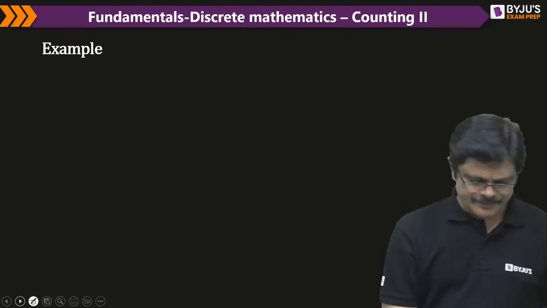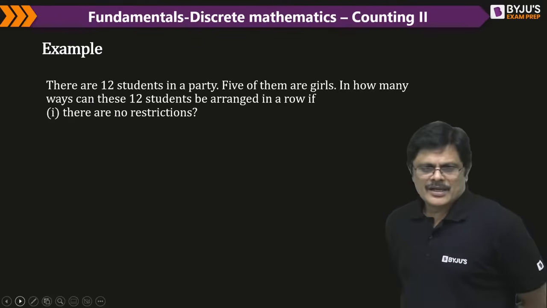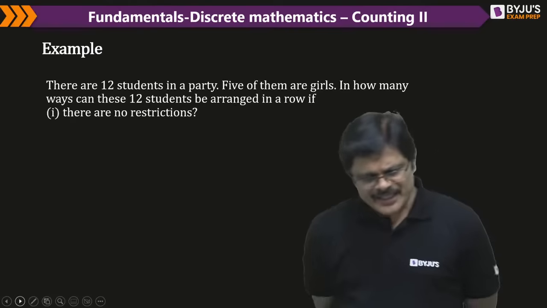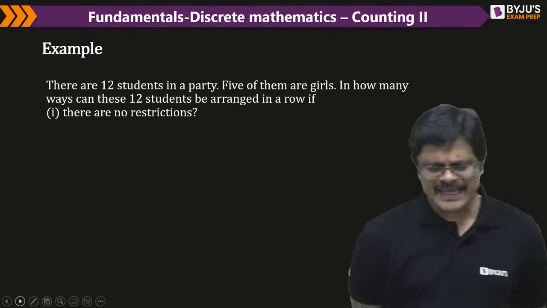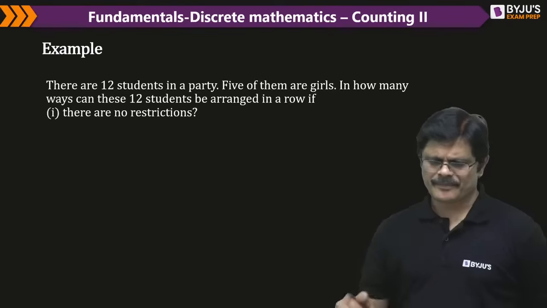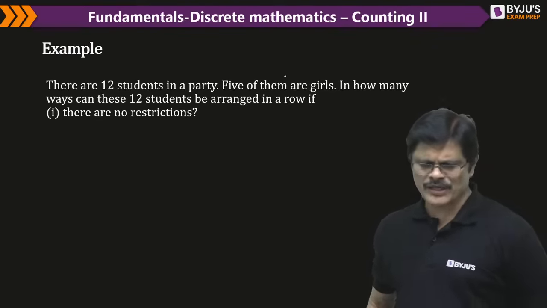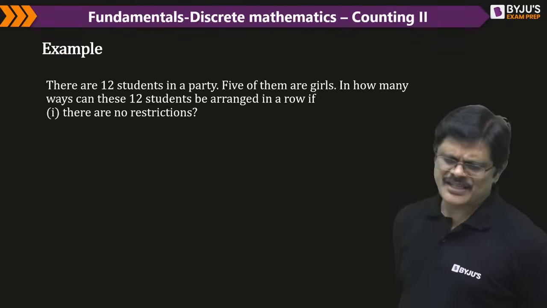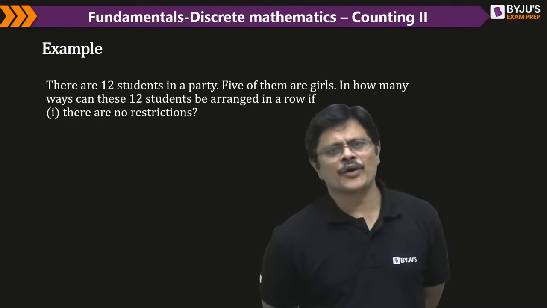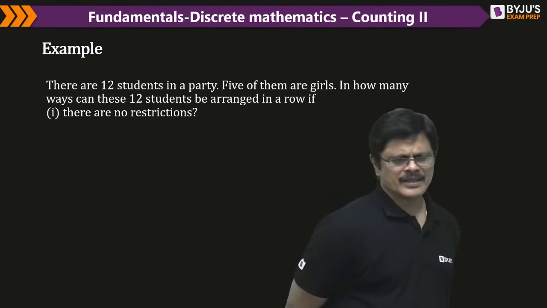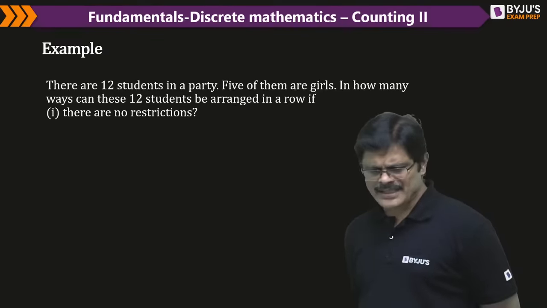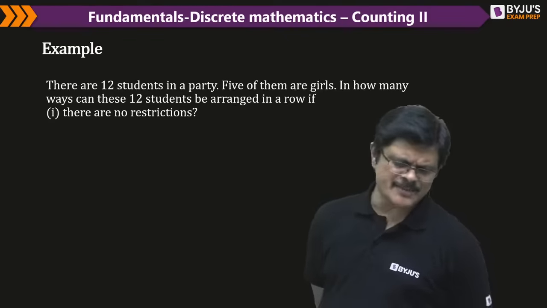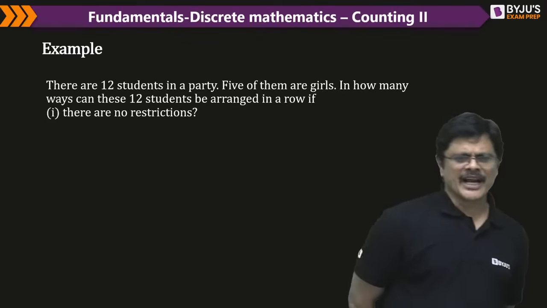Next example. There are 12 students in a party. 5 of them are girls. In how many ways can these 12 students be arranged in a row if there are no restrictions?